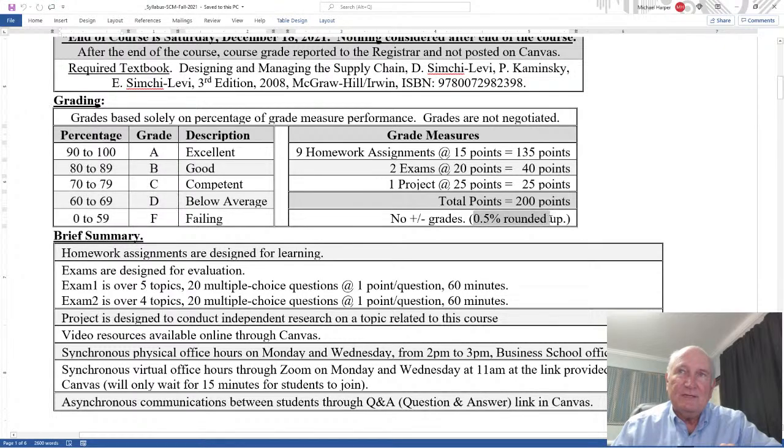And 0.5% is rounded up. So when you get an 89.5%, that's rounded up to a 90%, which is an A. If you get 89.4% or 89.49, that's rounded down to 89, which is a B. And that rounding is not only for grades, it's for homework, it's for any type of calculations in this course.